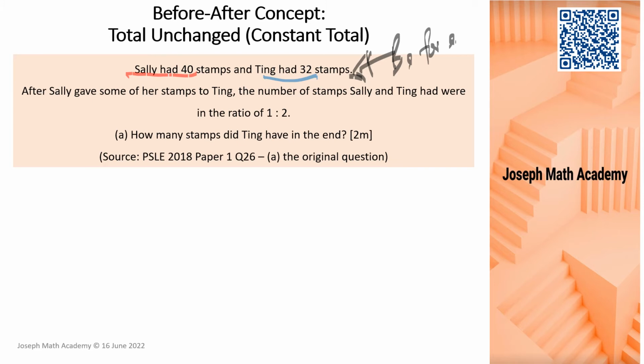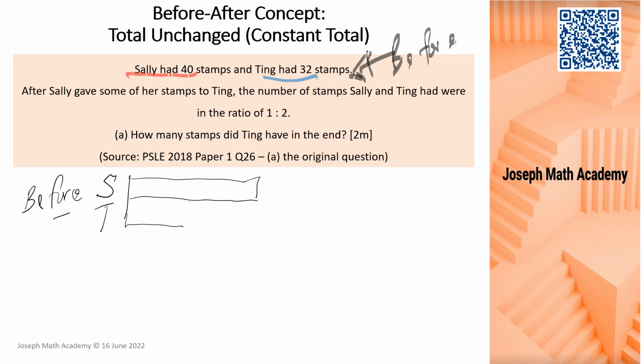I'm going to draw a model to illustrate Sally having 40 stamps and Ting having 32 stamps at first. So, the before model. I use S for Sally and T for Ting. Sally had 40, Ting had 32. So I'm going to label 40 here for Sally, and 32 here for Ting.